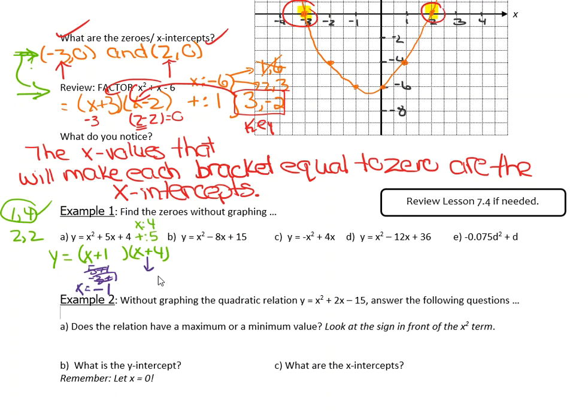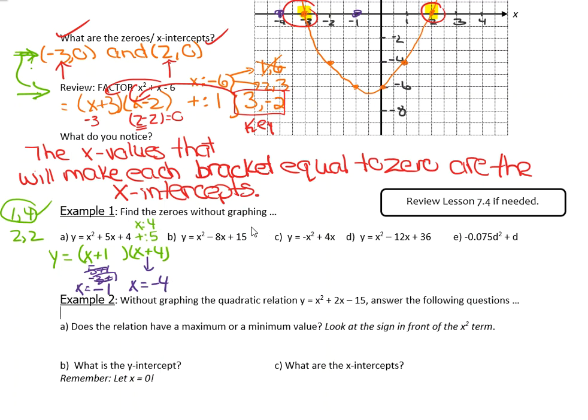How about this bracket? What does x need to be in this bracket to make it equal 0? In this case, x needs to be negative 4. So those would be my two x-intercepts. If I went up to the graph up here, I would have an x-intercept at negative 1, and I'd have another one at negative 4. I don't know anything else about the parabola right now, but I would have those 2 points figured out.